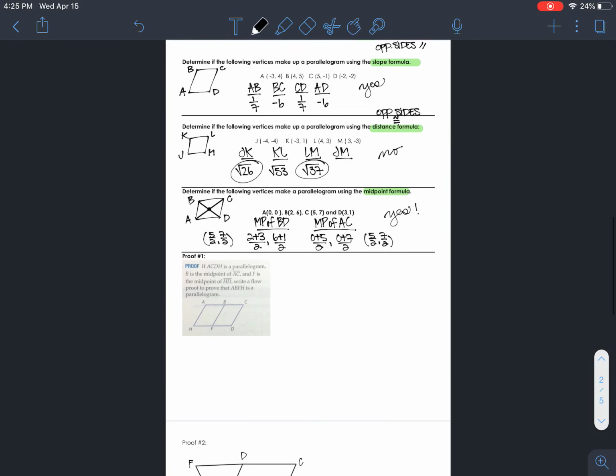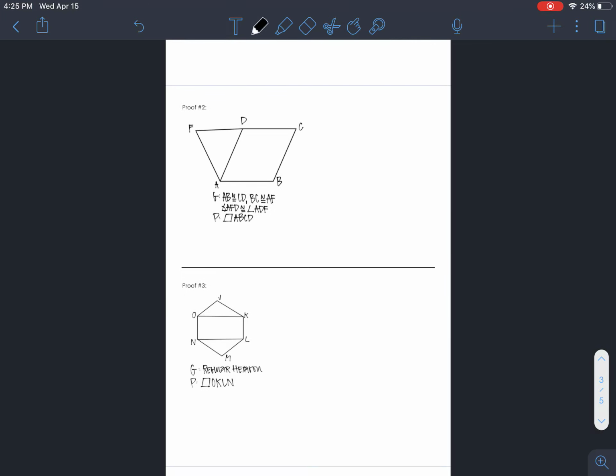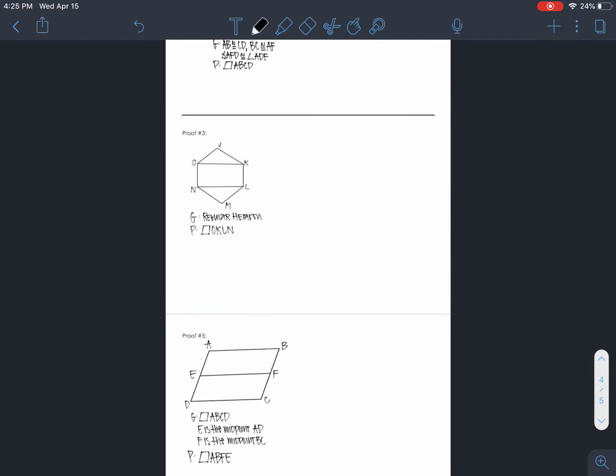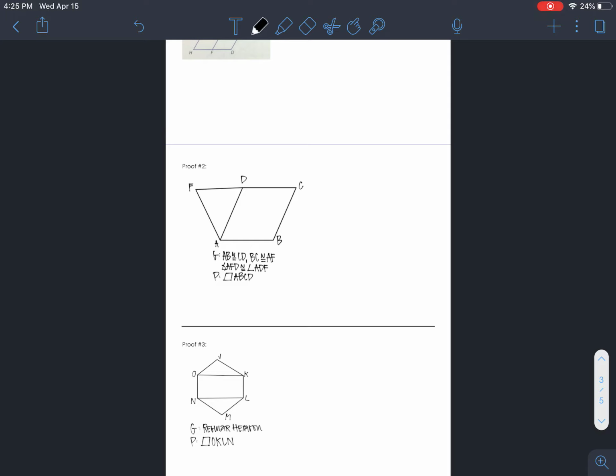So I'm going to pause there. I'm going to come down here and do maybe 1 or 2 of these proofs, not all of them, just so that you guys can see what these proofs are going to look like.